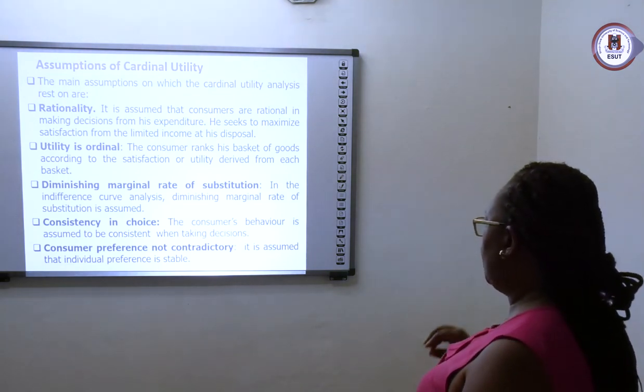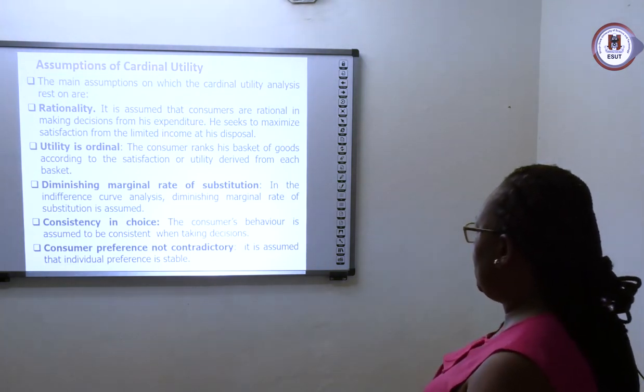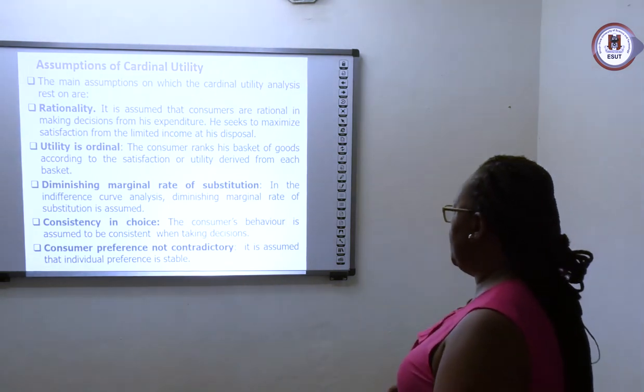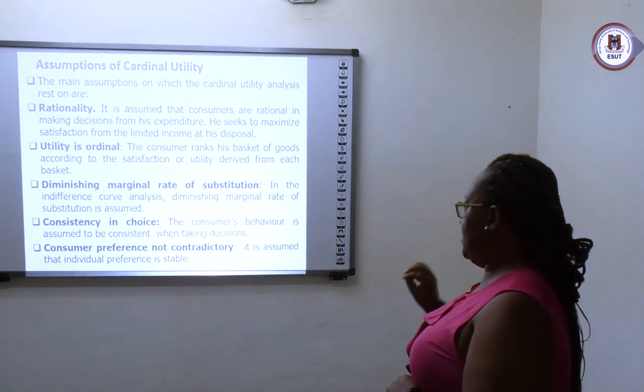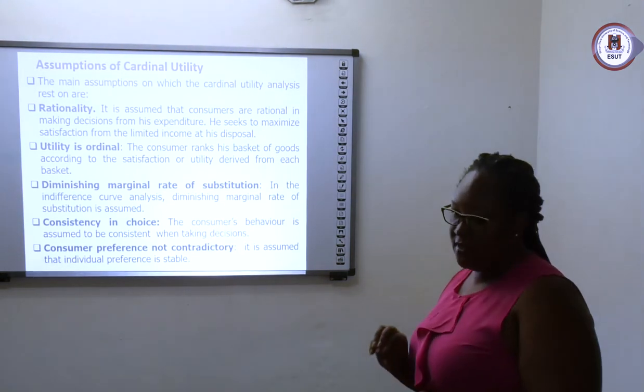Consumer preference is consistent. It is assumed that the individual's preference is stable. Whenever an individual is taking a decision on the particular product from which he wants to derive utility, his preference is always stable.